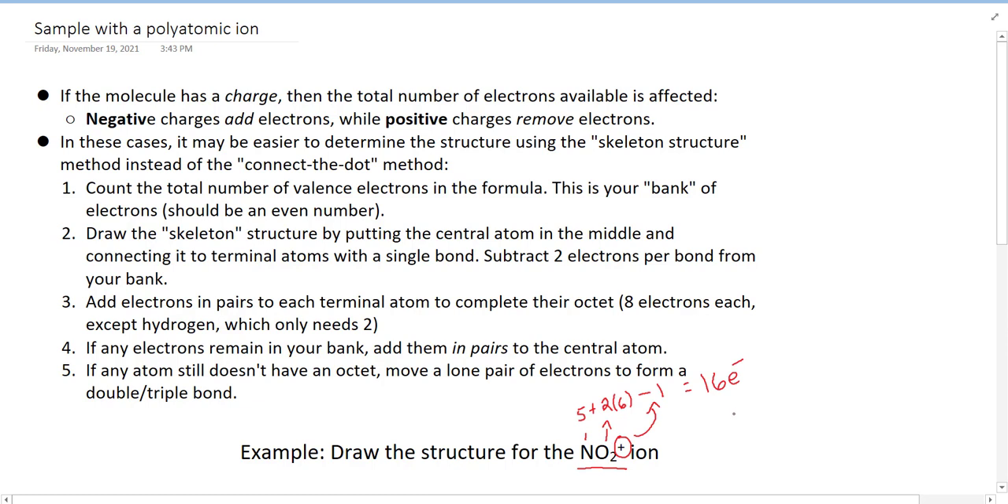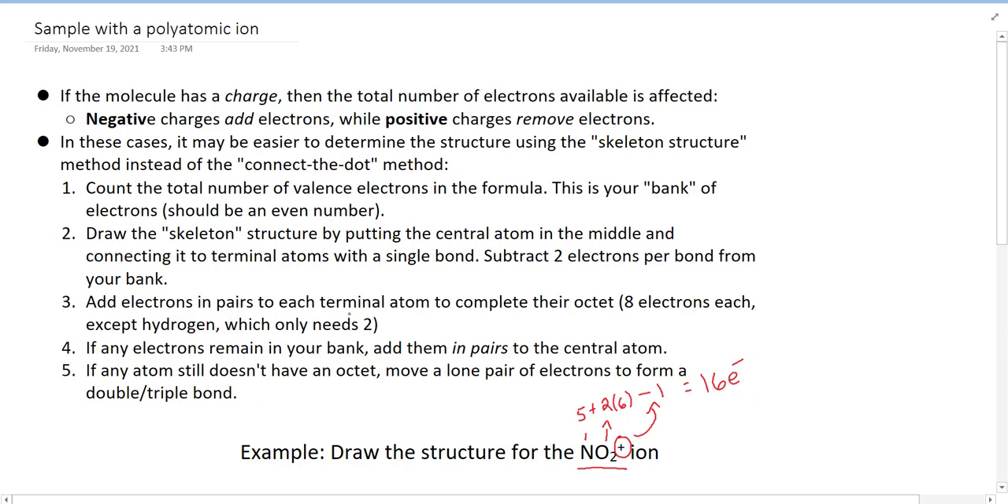A hint is that, again, if you end up with an odd number of electrons, then that means you would have an electron that could not be involved in a bond or in a lone pair, and you're back to the free radical issue. So make sure you end up with an even number of electrons for these questions. So 16 electrons are available, which means we have to make sure we use exactly 16 electrons. We can't leave any electrons unused, and we can't use more electrons than we have in our bank.